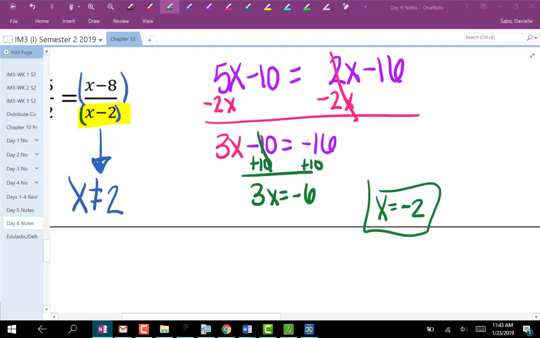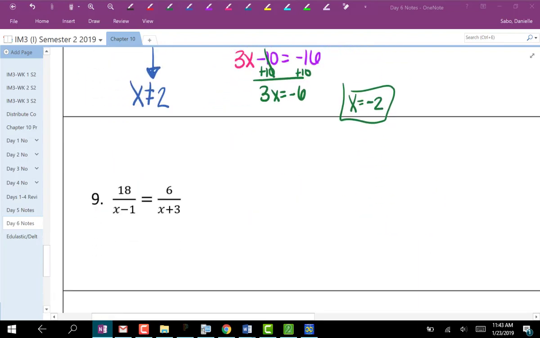Now see how close that is. Our excluded value was 2. We're okay. As long as it's not a negative 2, we're happy. If we would have gotten 2, then it would be a no solution. Like it wouldn't exist. There is no answer to this problem, is what that means. But we haven't gotten there. Do you have any questions on that one?